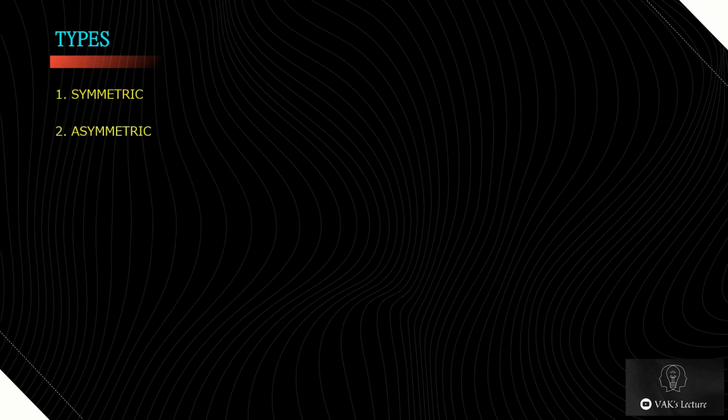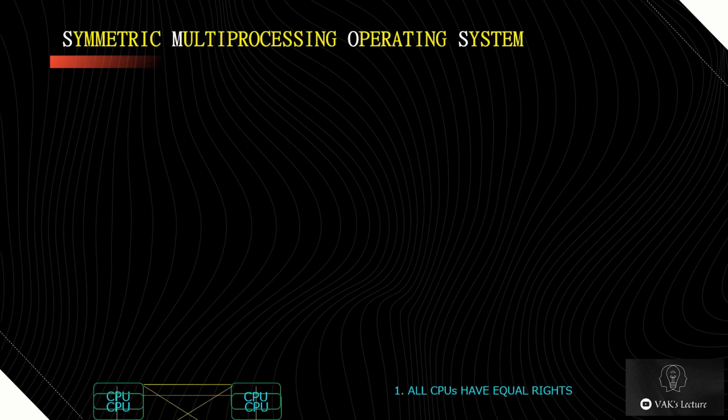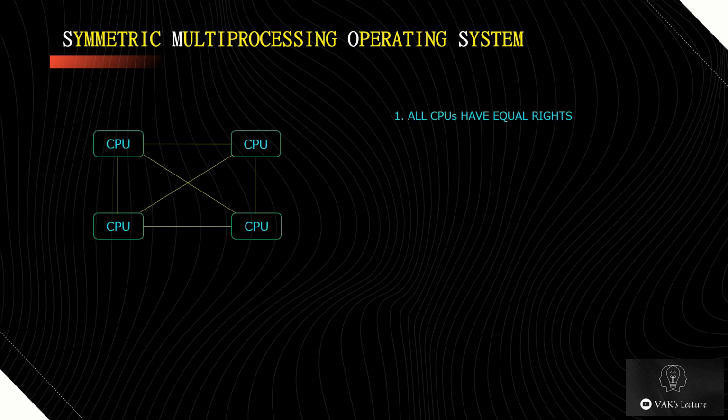There are 2 types of multiprocessor operating system. First one, symmetric multiprocessing operating system and second one, asymmetric multiprocessing operating system. Now we will discuss these 2. Symmetric multiprocessing operating system. In this, all CPUs have equal rights. There is no master-slave architecture. Each CPU has the right to execute any process. Each CPU can access the memory, I/O devices or any other resources. This is called symmetric multiprocessing. So, one operating system controls all CPUs and all CPUs have equal rights.